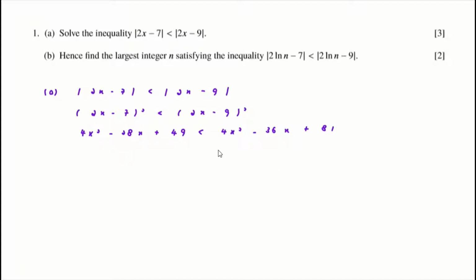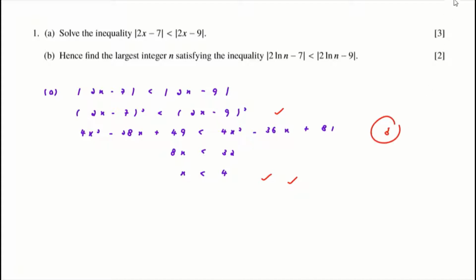Okay, so let's do some quick calculations. 4x squared minus 4x squared, you get 0. Then the 36x, you move to the front, so you're left with 8x. The 49, bring to the back, so you have 32. In this case, we'll be able to get x lesser than 4. As simple as that. The marks will be given for the squaring first, and after that your last answer. So basically 3 marks for this question.